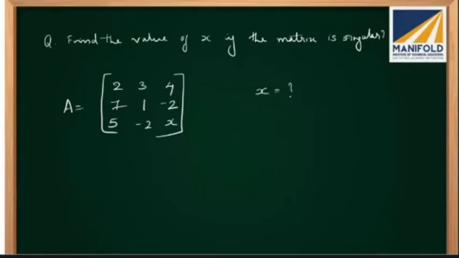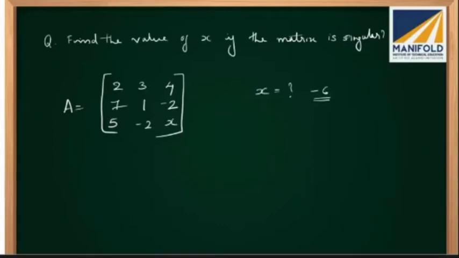Any answers? Yes. Is it coming out as 5? I think you made some mistake. This matrix is singular means the determinant must be 0. Yeah, Anumol, you are right. Answer is minus 6. You will get it as minus 6. Okay, correct answer.